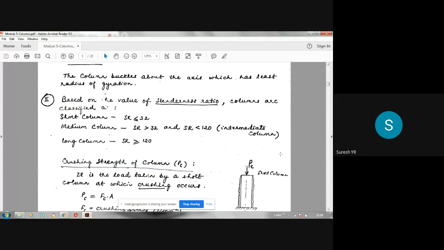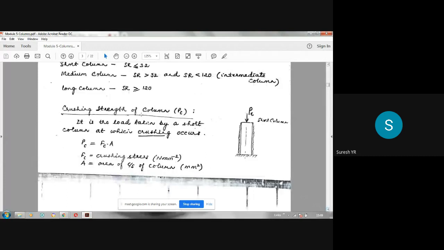The thing is, short columns fail by crushing. Long columns fail by buckling or crippling. Both are the same. And the medium columns fail either by crushing or by buckling or crippling. Okay. Next definition is crushing strength of column.